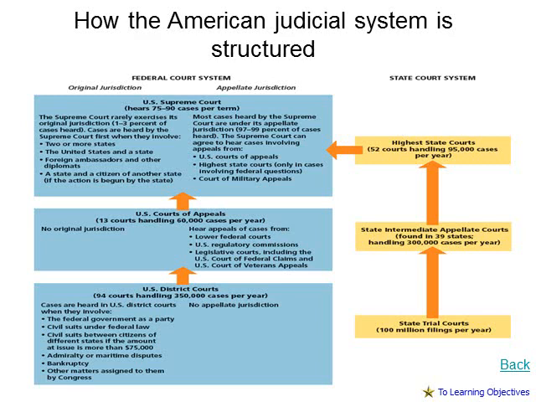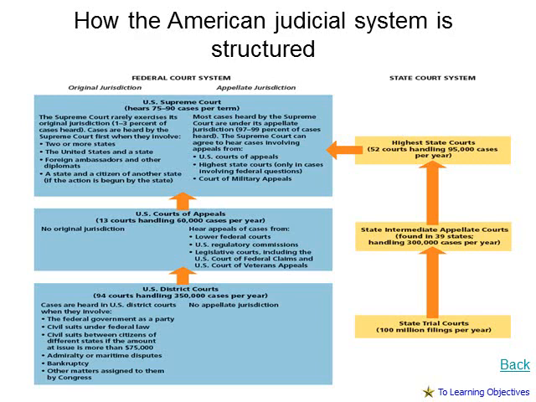U.S. District Courts, 94 courts handling 350,000 cases per year. So look at that, 100 million filings in state trial courts, 350,000 cases in U.S. District Courts. So significantly less litigation going on at the federal level. So cases heard in the U.S. District Courts: the federal government is a party, civil suits under federal law, civil suits between citizens of different states if the amount at issue is more than $75,000, admiralty or maritime disputes, bankruptcy, and other matters assigned to them by Congress.